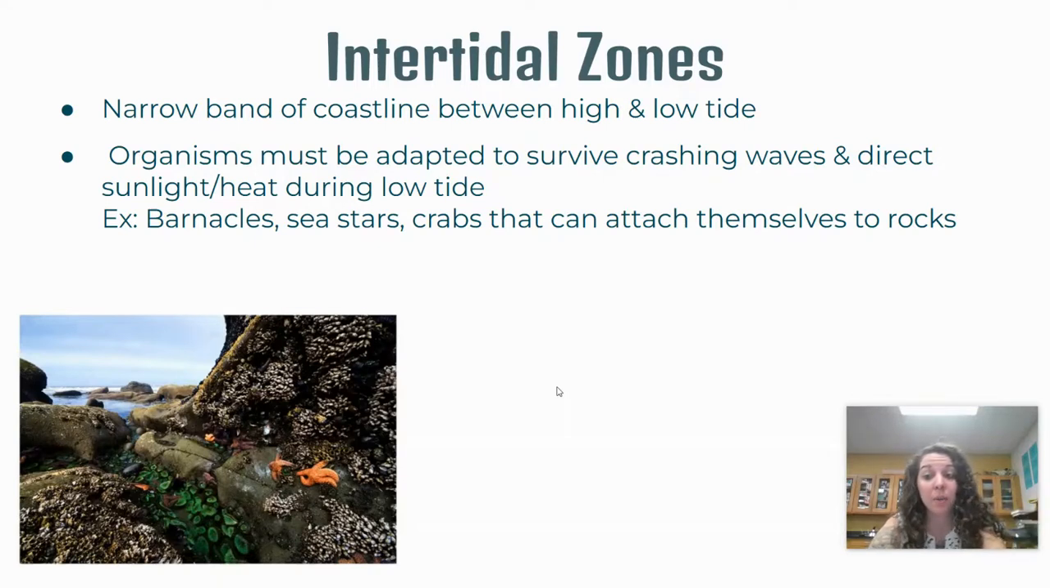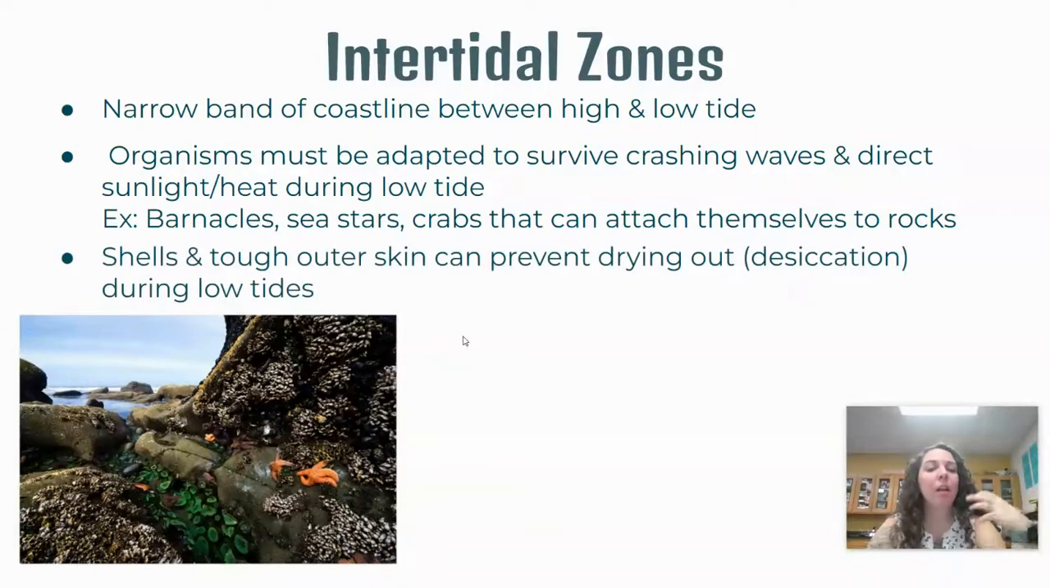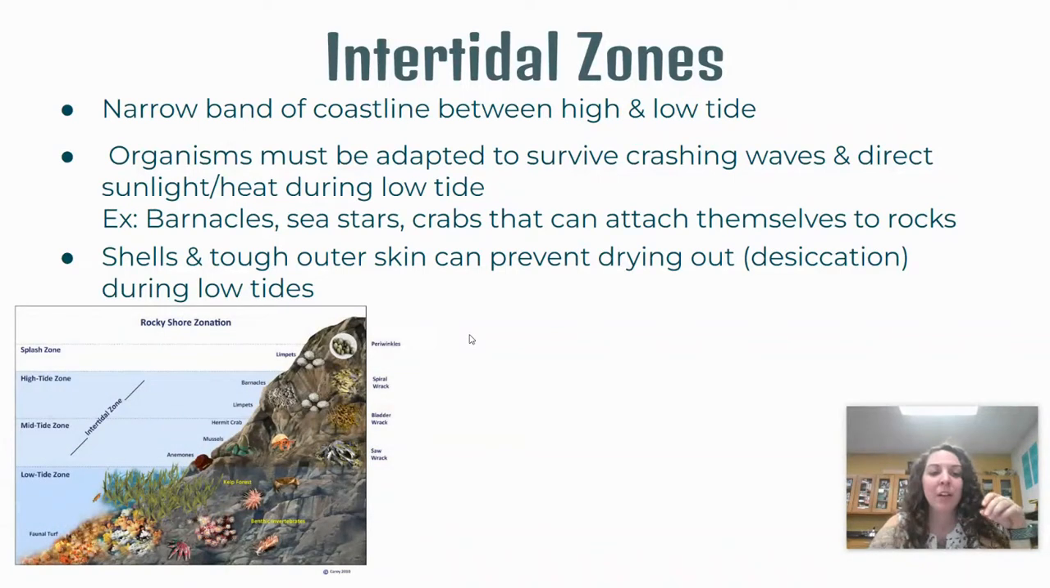They're going to be underwater part of the time, but they're also going to be exposed to the sun during low tide. So some examples: barnacles, sea stars, crabs that can attach themselves to rock. They're all going to have special adaptations that help them to hold on. A lot of these are also going to have shells or a tough outer skin that's going to prevent desiccation, which is just drying out during low tide.